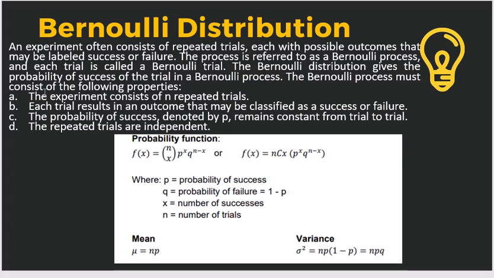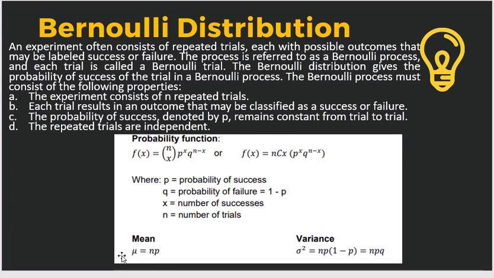So if you're going to use the probability function, this will be your f of x is equal to, where n is the number of trials and x is the number of successes. You have your p, the probability of success, and your q, the probability of failure. So you have the number of trials n, C of x, the number of successes, and p, the probability of success, raised to x, and q raised to n minus x.